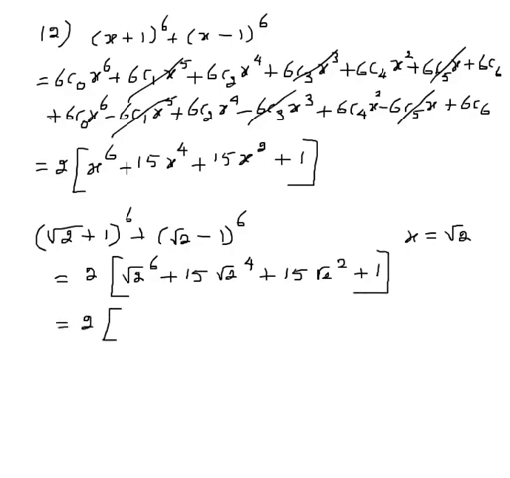Let us simplify and write. Root 2 power 6 will be 4 2s are 8 plus root 2 power 4 is 4. 4 times 15 is 60 plus root 2 square is 2. 2 times 15 is 30 and plus 1. And this total is 99. 2 times 99 is 198.